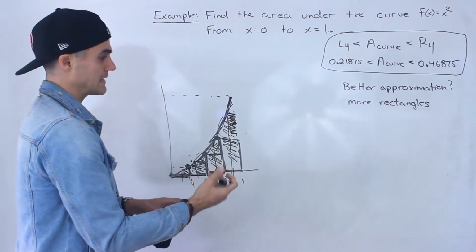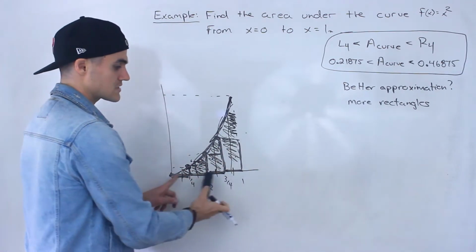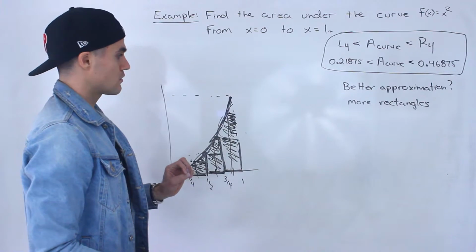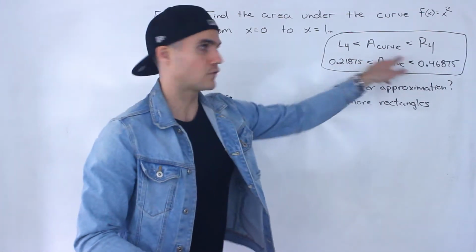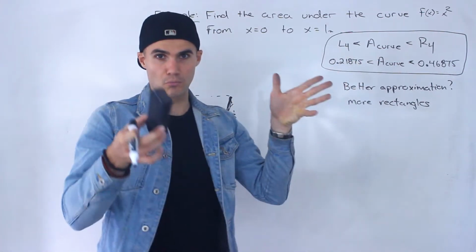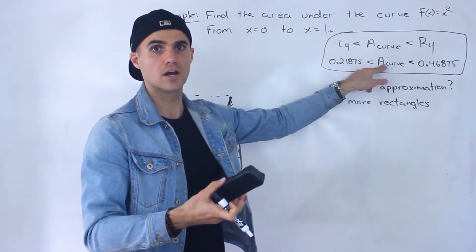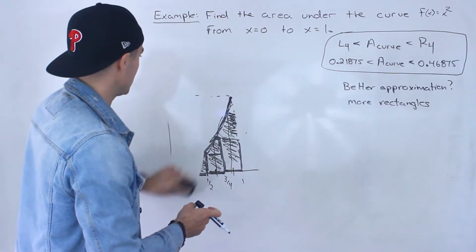If that makes sense. So basically, the more rectangles that you're using to approximate, the tighter this interval is going to be. And so the more precise we're going to get to that actual area under the curve. And let's actually illustrate that.